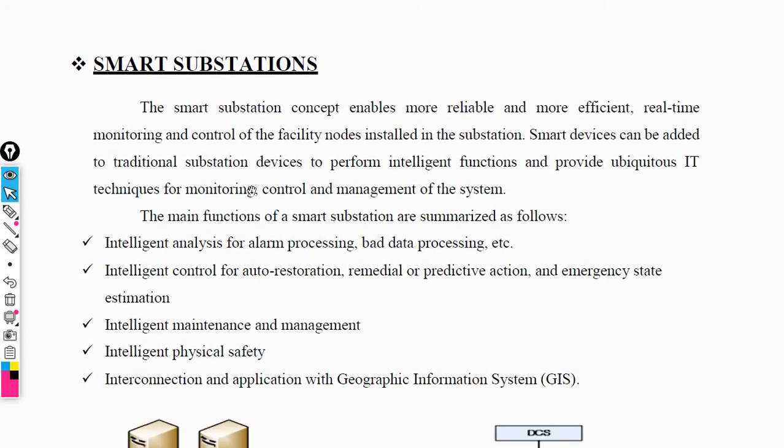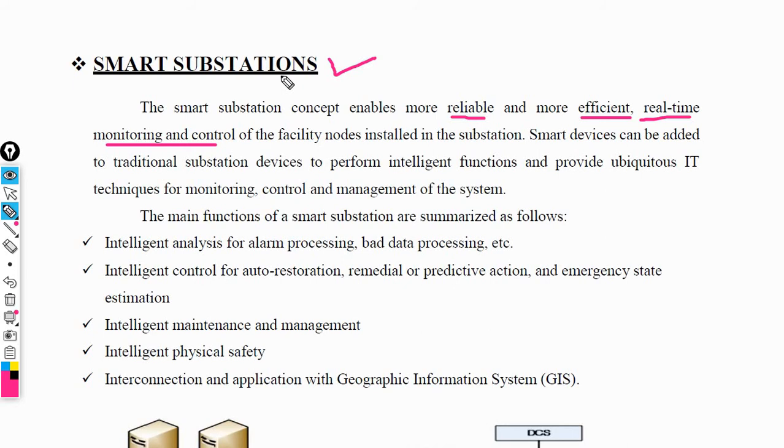Then the next point is smart substation. In a smart substation we need intelligent devices. The whole system is required to be more reliable, the efficiency of the substation is very important, and we also require a real time monitoring system and a control system. These are the important points and concepts required to improve the capacity of the smart substation.